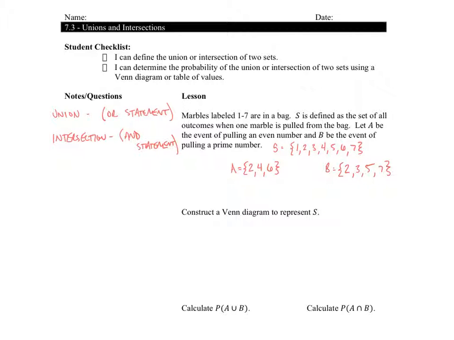And just like what we did yesterday, we should be able to construct a Venn diagram to represent set S. So make sure that we draw a big rectangle for S, and then we're going to draw a Venn diagram inside of S. So you guys should pause the video and try to do this on your own and then check with me to see if you're right. So I'm going to show you guys what this should look like.